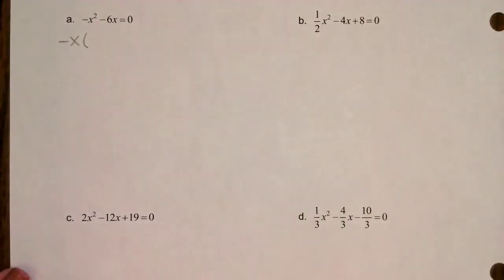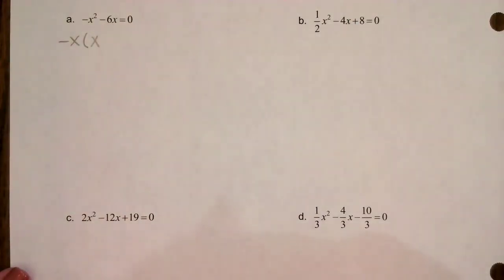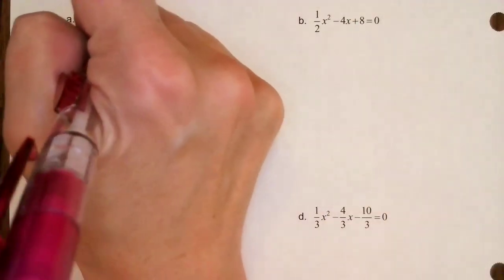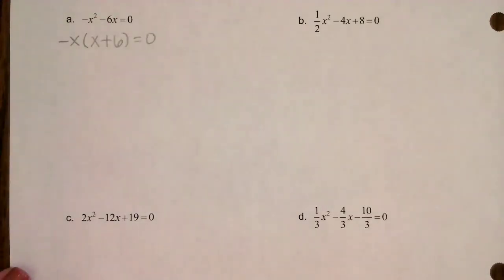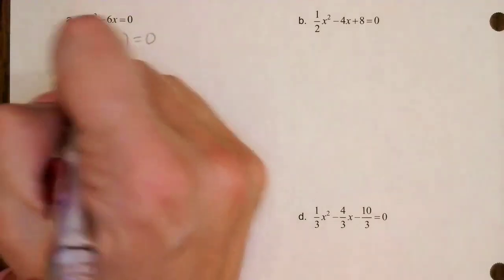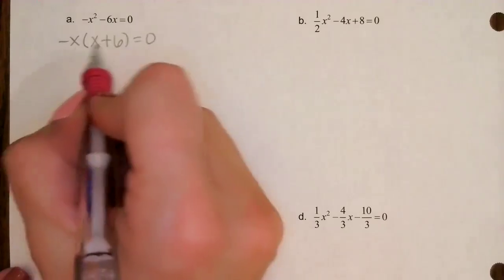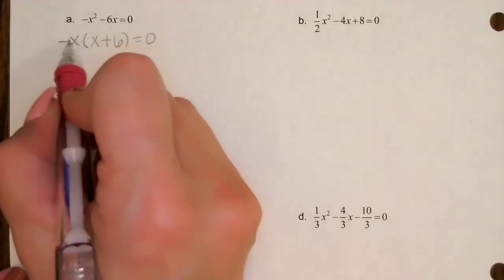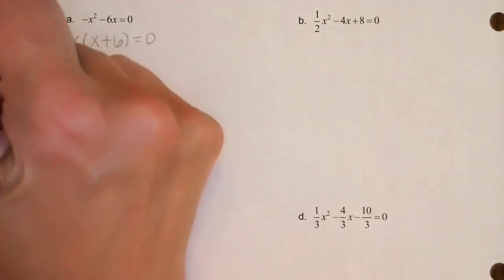So if I factor out a negative x here, negative x times x gives me negative x squared, and negative x times a positive 6 gives me a negative 6x. Now, we factor because we want to know what can make either one of these 0, because if this is 0, 0 times anything is 0. And so the first one's easy.